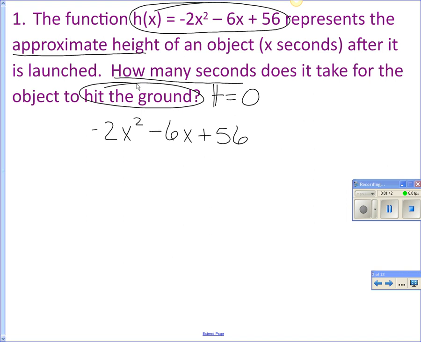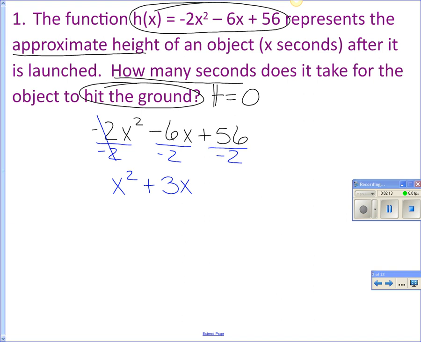Can't kick out the 56 yet. Very good. Greatest common factor. What goes into 2, 6, and 56? 2, and I want you to do negative 2 because there's a negative in front. So we're going to divide them by negative 2. So these cancel, so I'm left with x squared. What is negative 6 divided by negative 2? Positive 3.